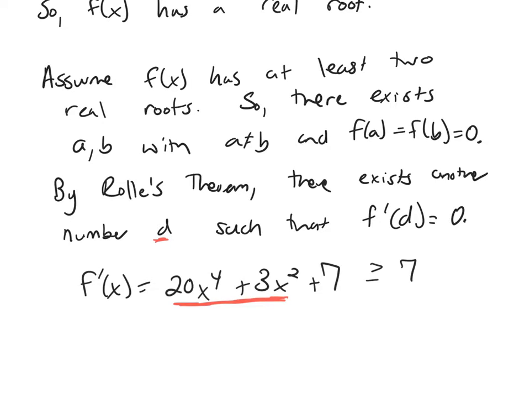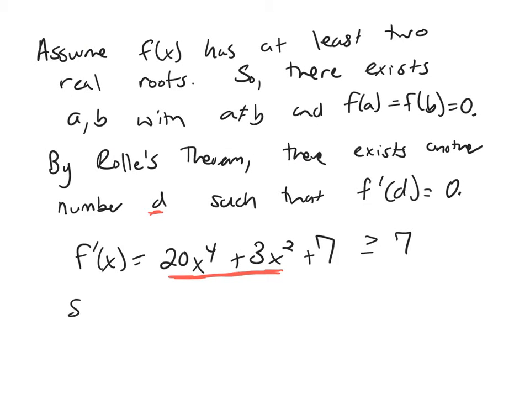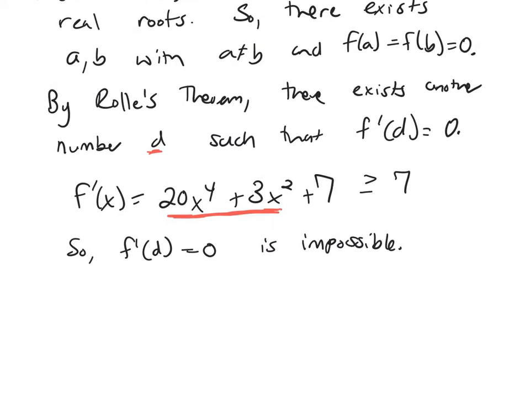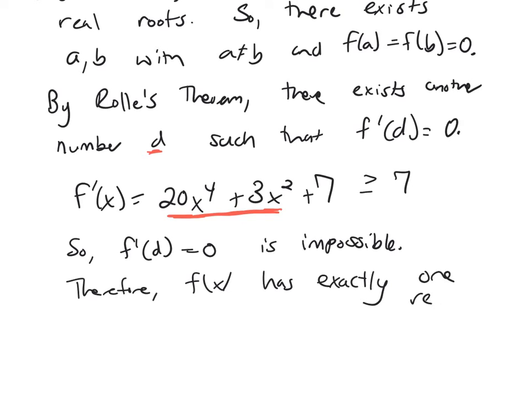But there's our problem right there. We said f prime of d equals 0, which is impossible. So this tells us that we made a faulty assumption. In particular, there aren't 2 real roots. There aren't at least 2, so I can now say f of x has exactly 1 real root.